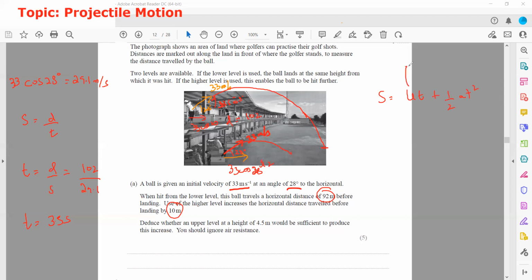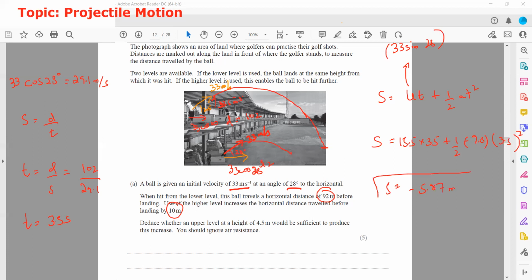Now this u is the vertical component, and the vertical component is 33 sine 28. So this 33 sine 28 is u, which is equal to 15.5. So this is 15.5 multiplied by time. It is taking 3.5 seconds, the total time, plus half acceleration due to gravity, minus 9.8, and the time is 3.5 squared. When we solve this, it will come out as 5.87, but negative.